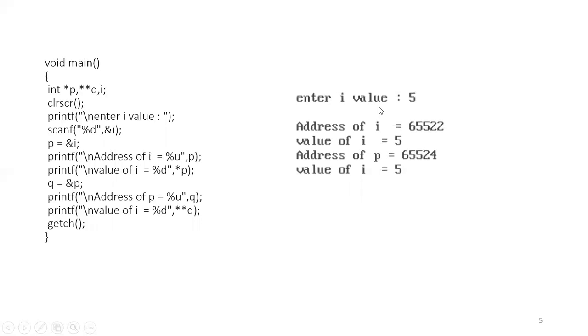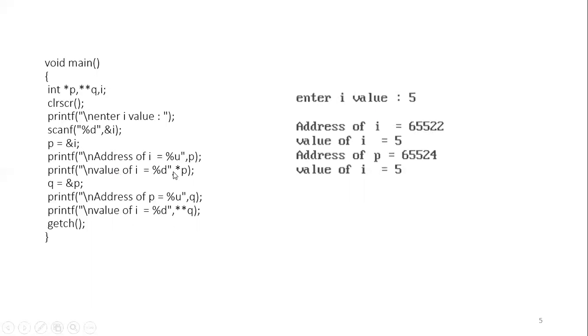Say the value of I entered is 5. Now p is containing the address of I. I is located in some memory location, so I has some address. That address is stored in p. Now I am printing the address of I. Here we can see that the address of I is 65,522. p contains the address of I.